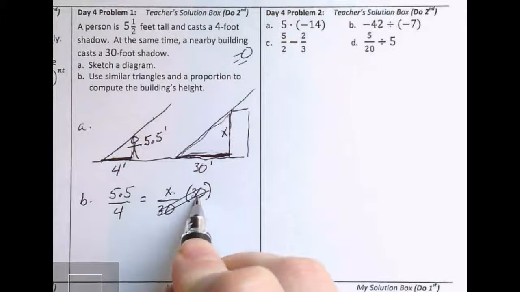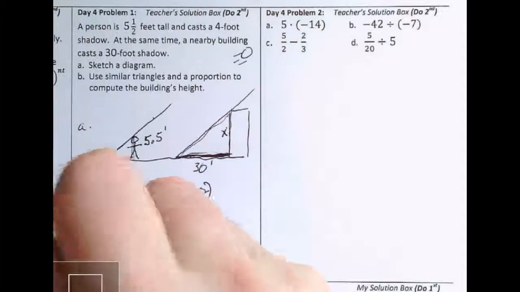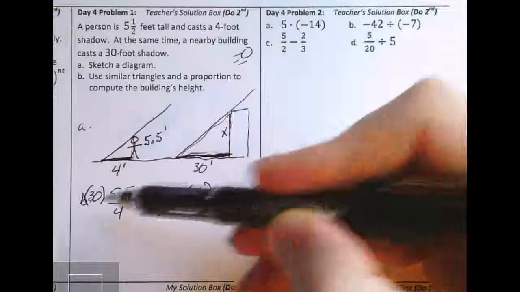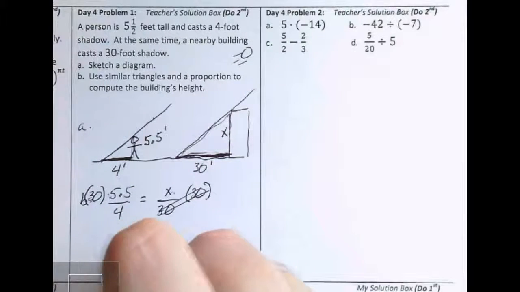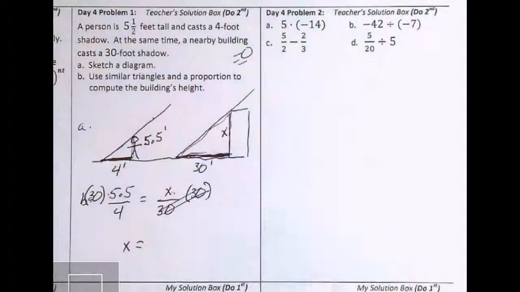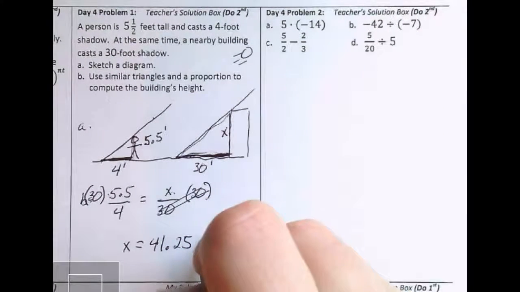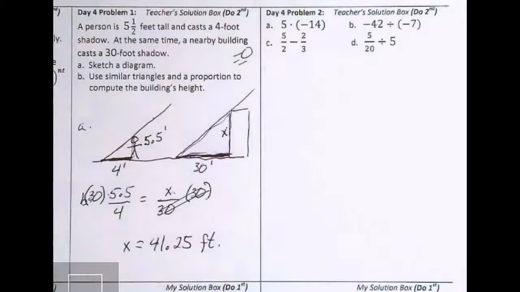Whatever you do on one side of the equation, you have to do on the other as well. So times by 30 over here on the left side of the equation. And that will get us the answer for X. So I'm going to take the calculator and go 30 times 5.5 divided by 4 and hit enter. Calculator says 41.25 feet.